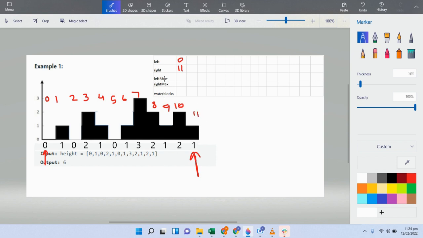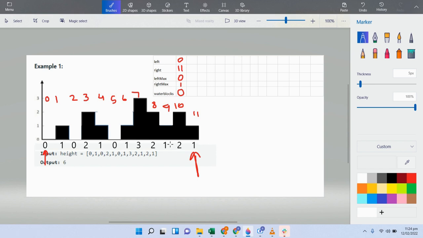Okay, and the left max is whatever the height at this position. So the height at this position is 0, so my left max will be 0. My right max is whatever the height at this position. Okay, so this is how I'm going to initialize at the first point. Okay, so then is there any water block at the start? No, there is no water block, so I'm going to initialize this value as 0.